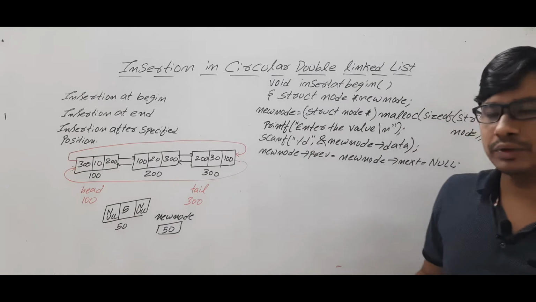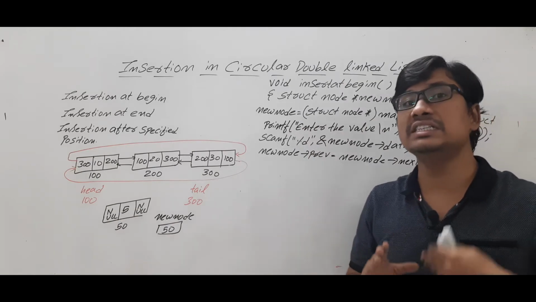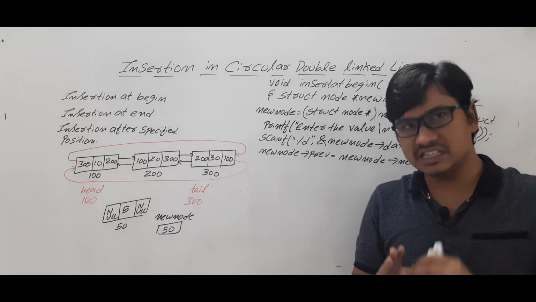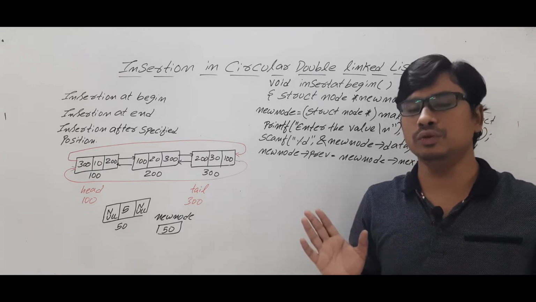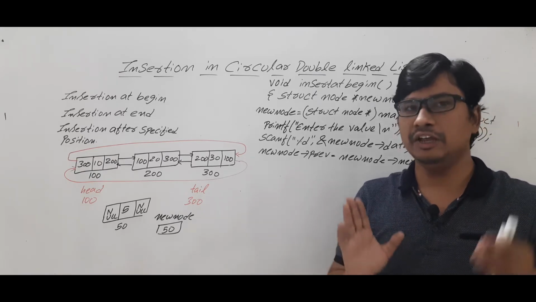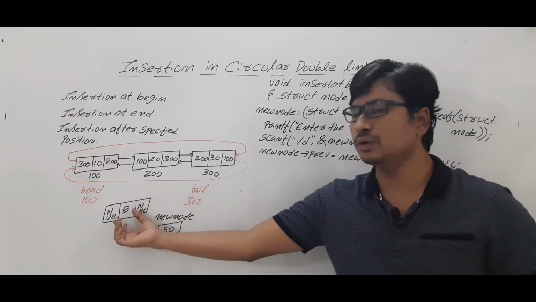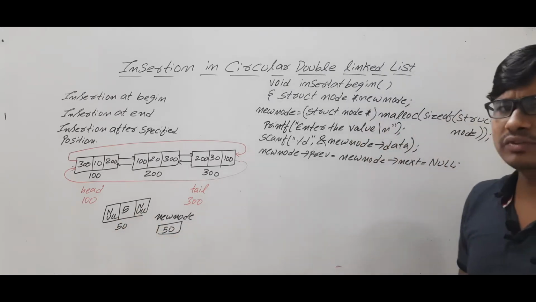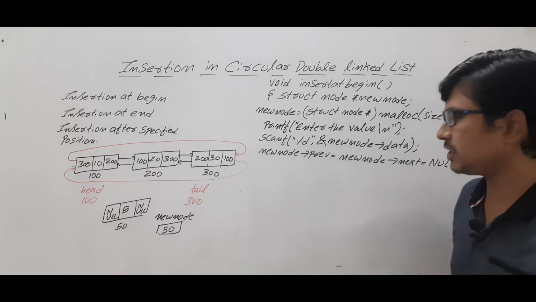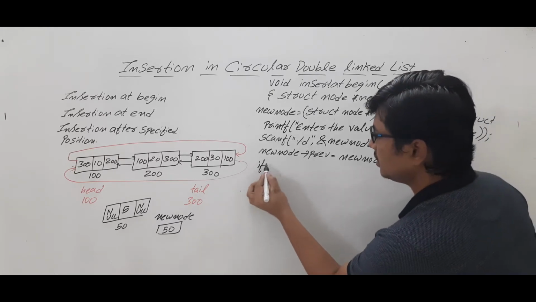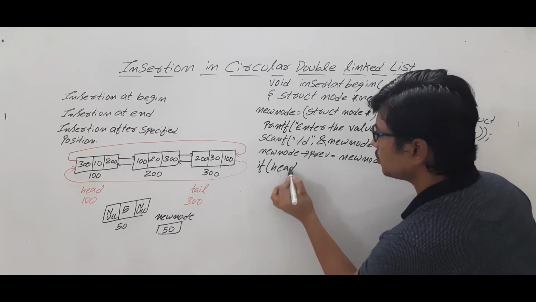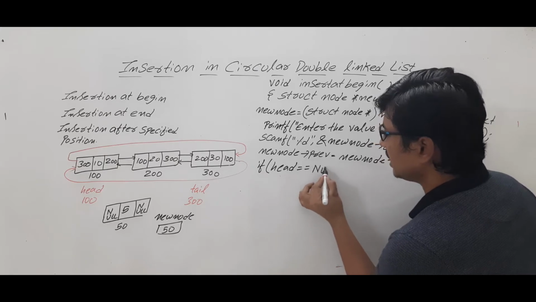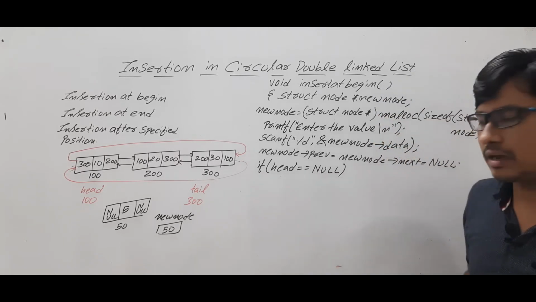Before doing that, you need to check whether the list is empty or not. If the list is empty, it means that there are no nodes in the circular double linked list. If there are no nodes, whatever node you are inserting will be the first node and the last node. So how can we check whether the list is empty or not? If head is equal to null, then I can say that the list is empty.